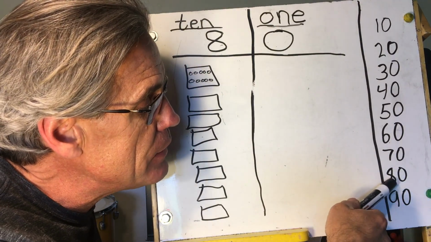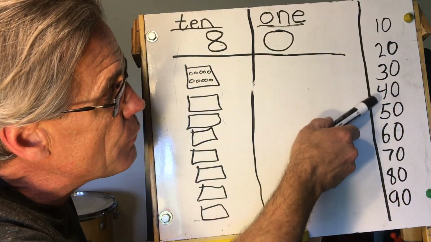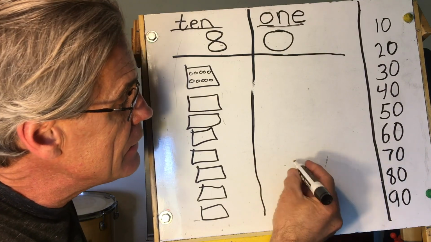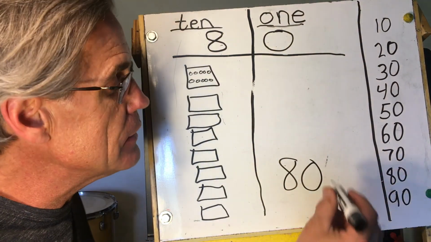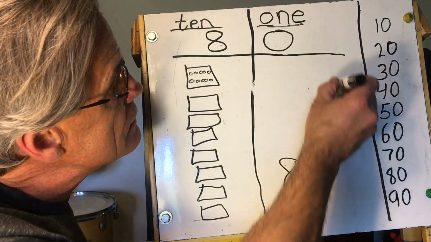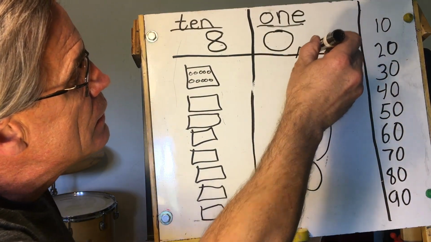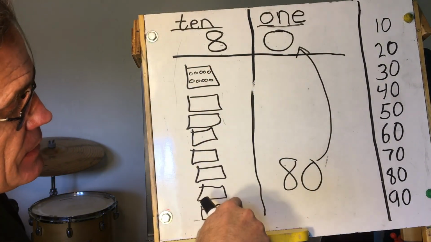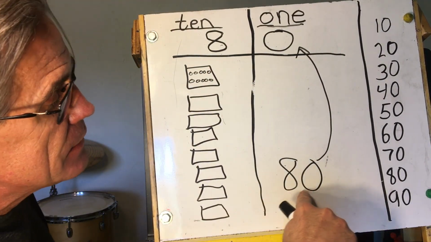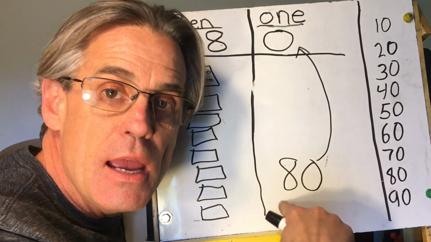But look, kids, this is how you write 80. We can see it right over here because 10, 20, 30, 40, 50, 60, 70, 80 is written with an 8 and a 0. And oh my gosh, kids, doesn't that 0 match this 0 right here? Because we have no loose ones. We just have 8 tens, and no ones. 80.